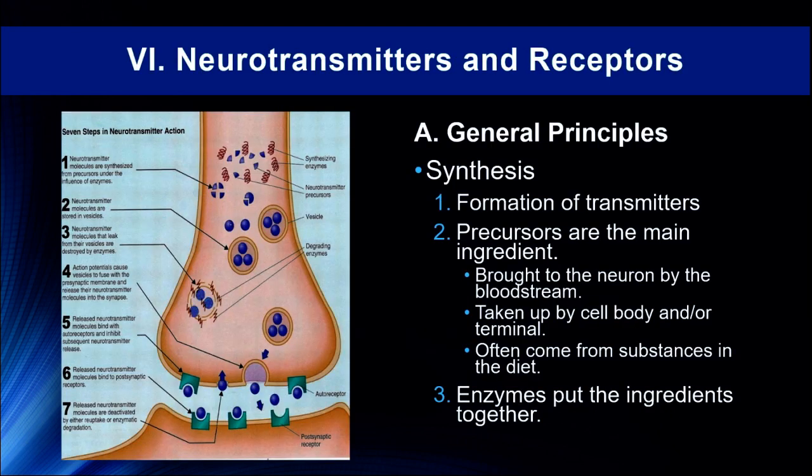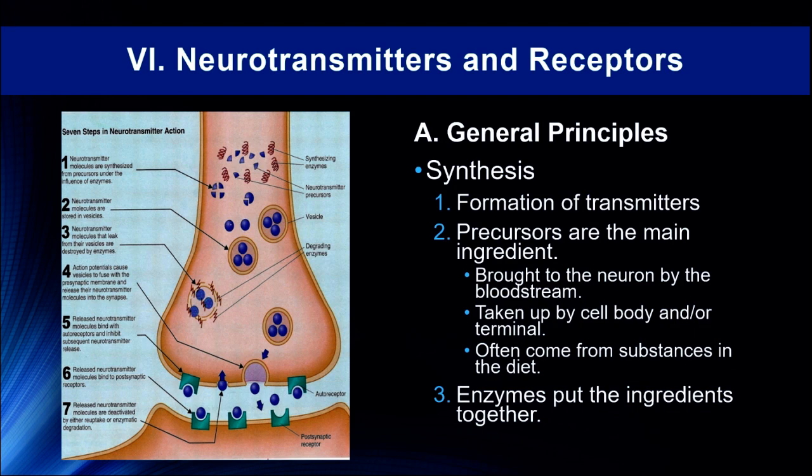So in general, we talk about the synthesis of neurotransmitters. This is how they're formed. There are often precursors, the main ingredient, that are brought to the neuron by the bloodstream. They're taken up by the cell body and or terminal. And these will usually come from substances in the diet.